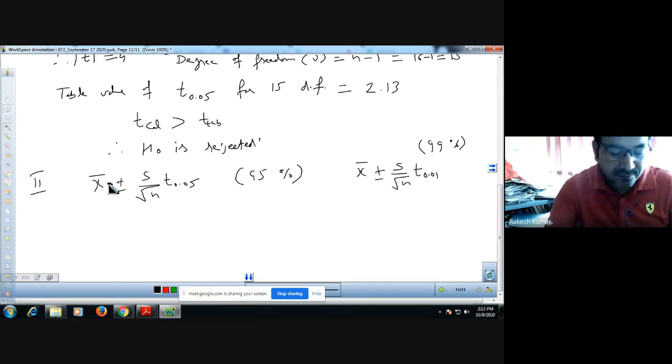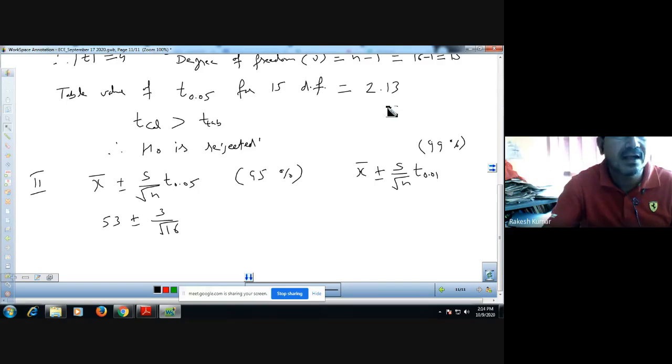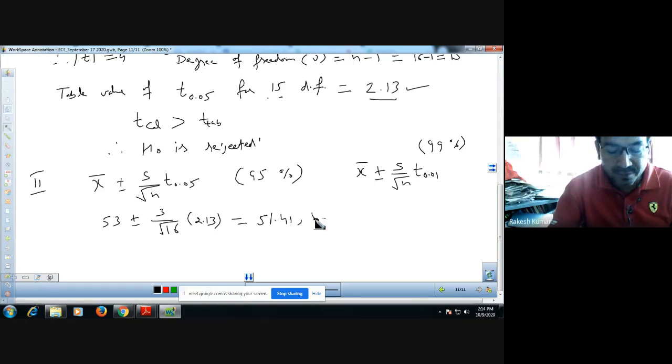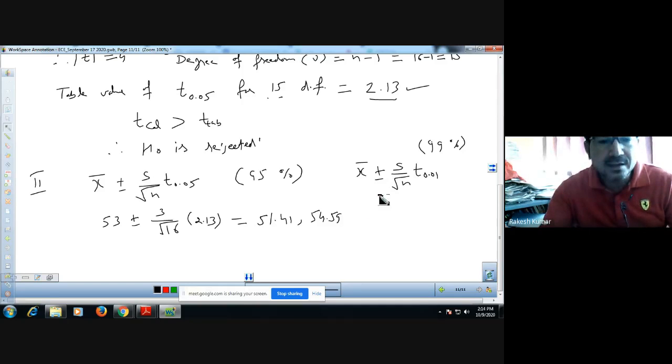After substituting the values, x bar is 53, plus or minus s, which comes out to be 3 over square root of 16. The value of t at 5% level of significance for 15 degrees of freedom is 2.1. From the table, the values come out to be 51.41 and 54.51. After substituting, this is 53 plus or minus 3 over square root of 16.